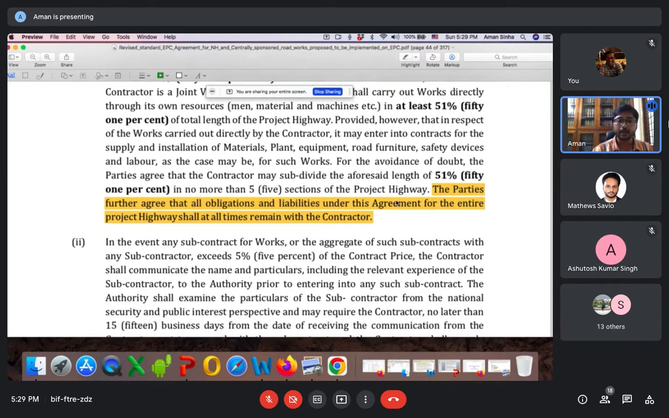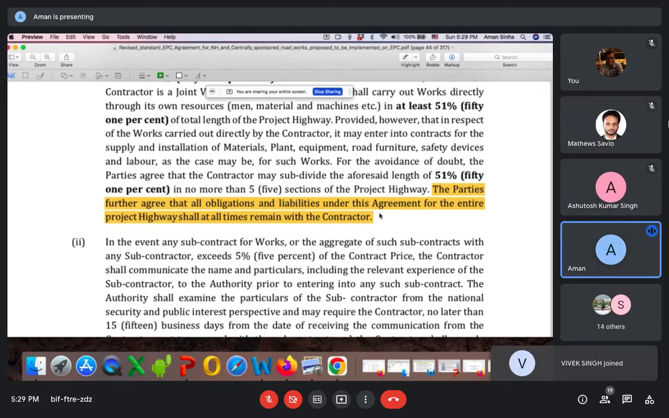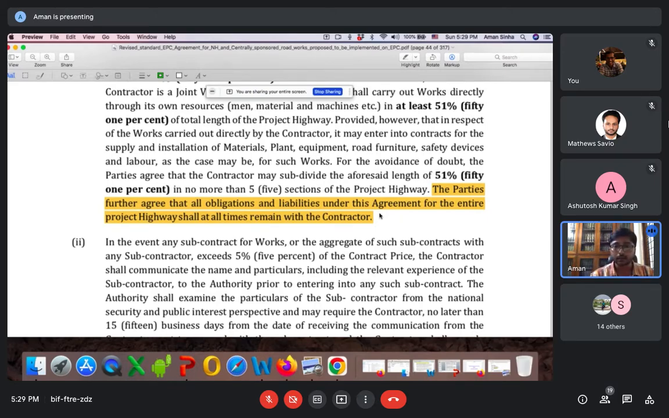The parties further agree that all obligations and liabilities under this agreement for the entire project remain with the contractor. It's a kind of indemnification if you look from the other side. Even if it is the fault of the subcontractor, the authority does not care about this. The obligation will lie with the contractor, who will indemnify the authority. So even if the subcontractor is at fault, the contractor has to deal with it.